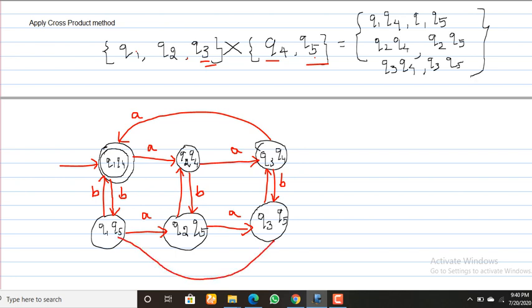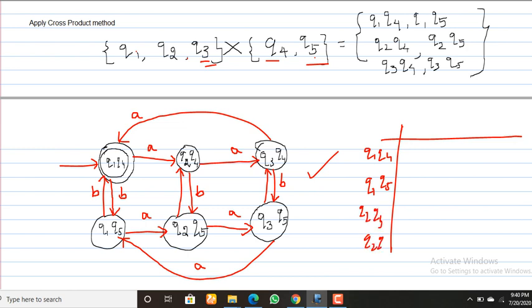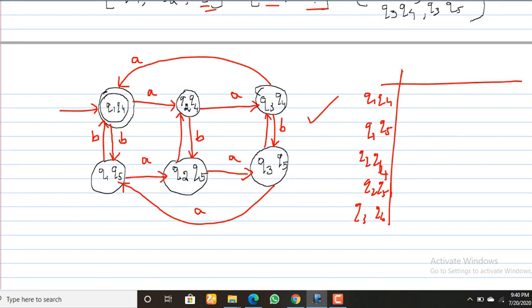So this is your perfect automata, the deterministic finite automata for this problem. What's the next step? Just write the transition table. As usual, the states are Q1Q4, Q1Q5, Q2Q4, Q2Q5, Q3Q4 and Q3Q5; actually, six states are there. Q3Q5 is the final state.